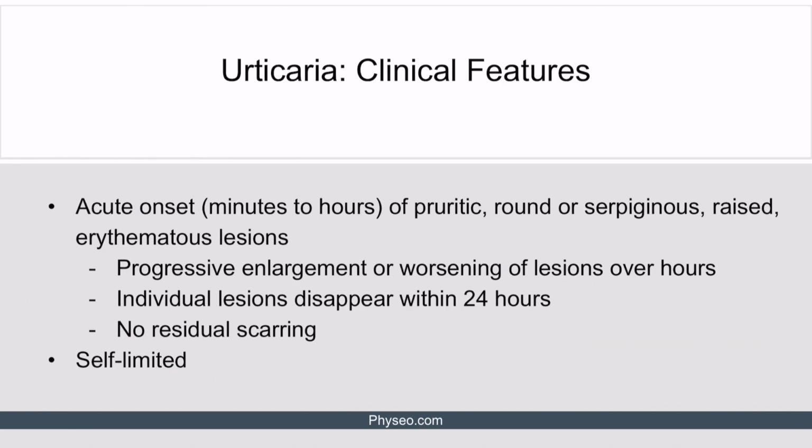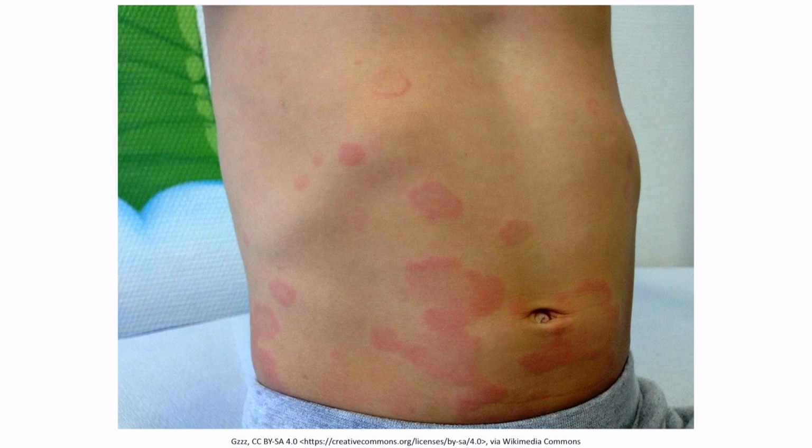Coming to clinical features. Urticaria presents with acute onset, that is minutes to hours, of pruritic, round, or serpiginous raised erythematous lesions. This is followed by progressive enlargement or worsening of lesions over hours. Individual lesions disappear within 24 hours with no residual scarring. Urticaria is usually a self-limited disease. Here's an image showing urticaria in a child. Note the characteristic round and serpiginous raised erythematous lesions.